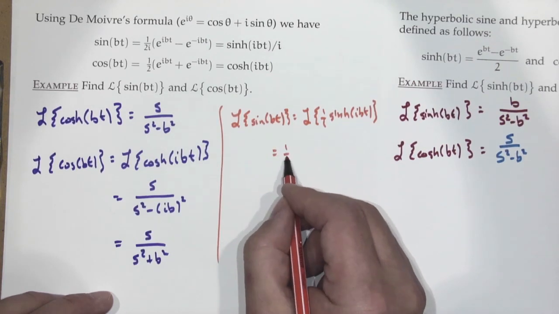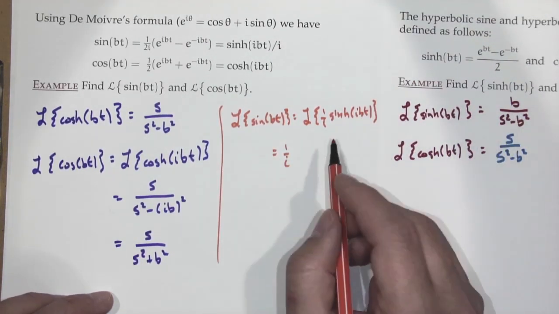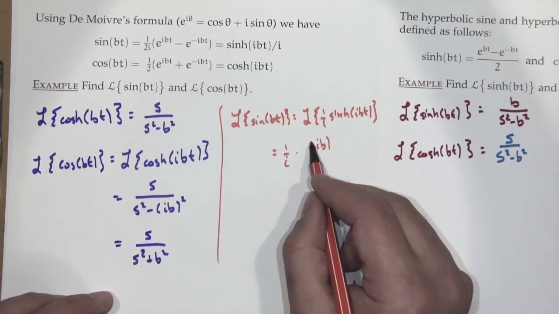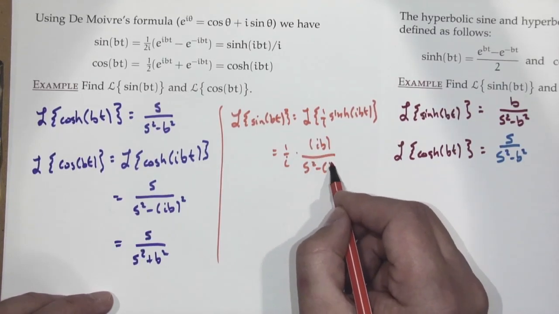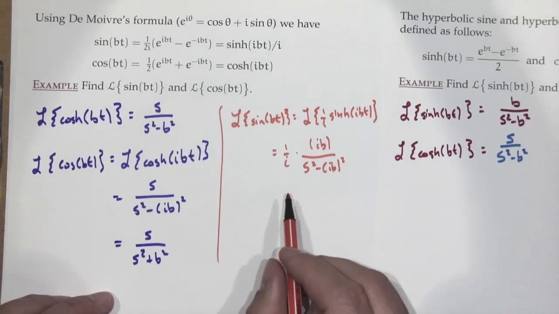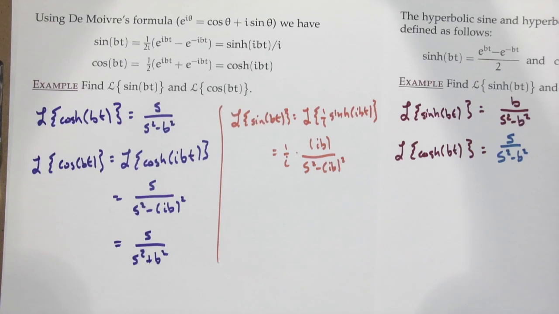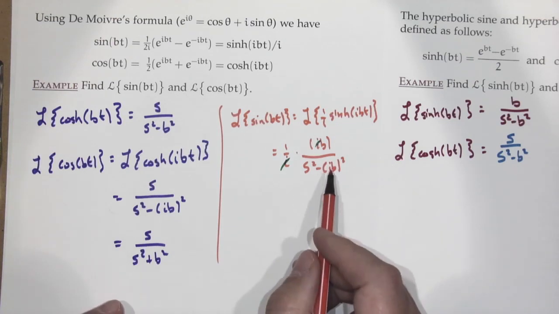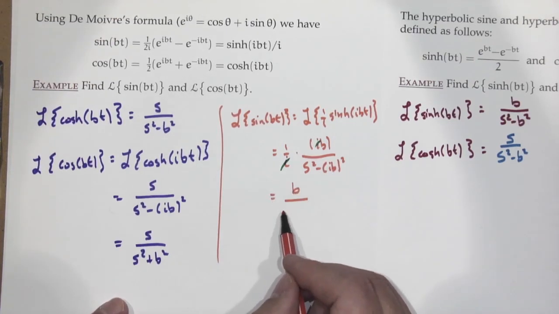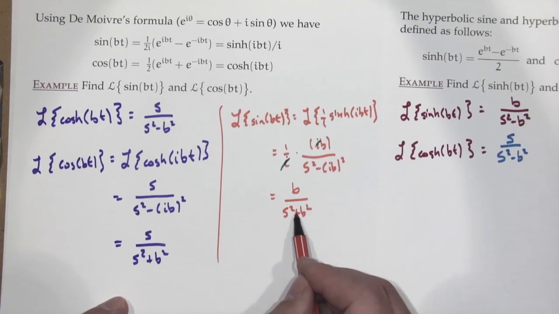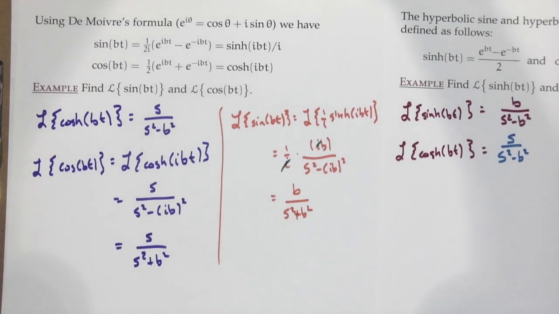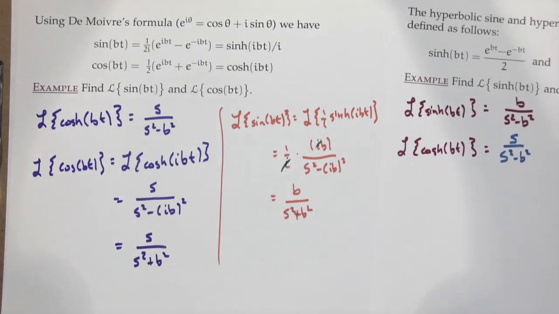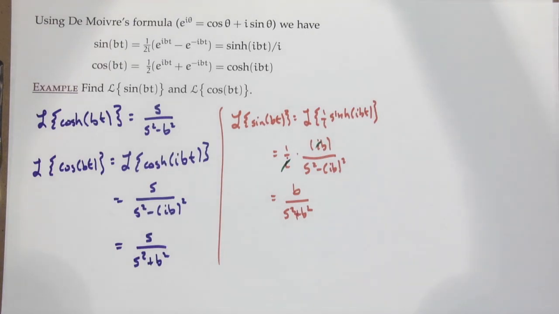Well, the 1 over i comes out, and if I put an ib t, then you're going to have an ib upstairs, and s squared subtract ib squared. Well, the i's cancel. So you can say the i's have had it, so they just stop. And then the i squared, same as before, you get b over s squared plus b squared. So, there you go. So that's actually why we call things hyperbolic sine, hyperbolic cosine, because they are actually closely related. And so a lot of the properties for exponential functions translate nicely into these trigonometric functions.